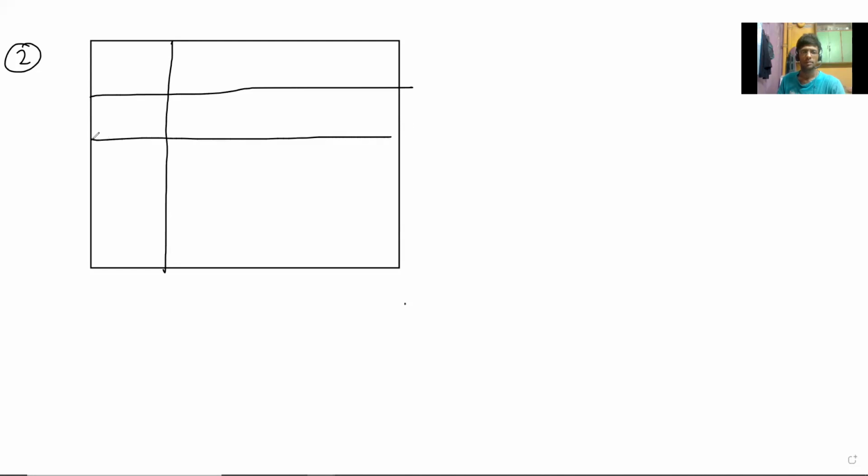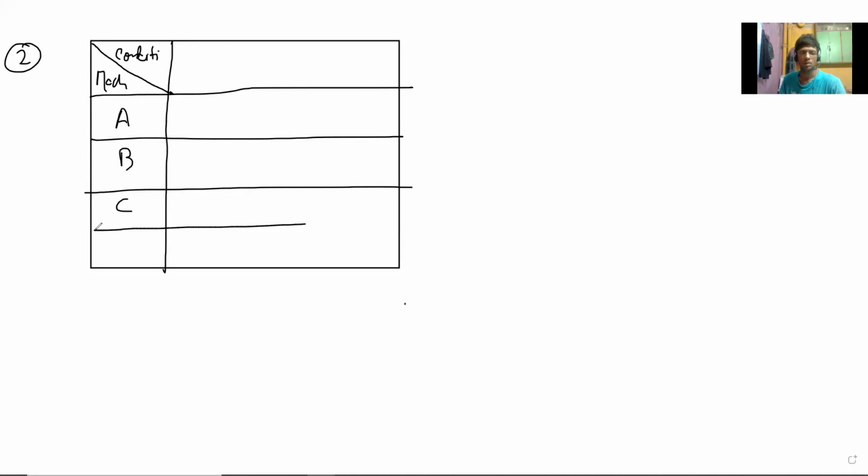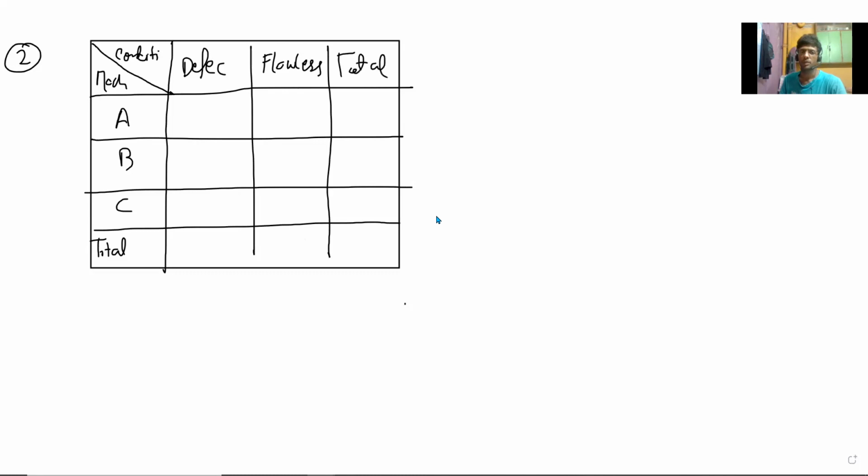So again, there are some types of tools or something. It's machines. So we have a machine, and those are the conditions. We have three kinds of machines. Then we have the total. Either they are defective or they are flawless. I think everything will come out from here. That is a problem. Then you have the total.